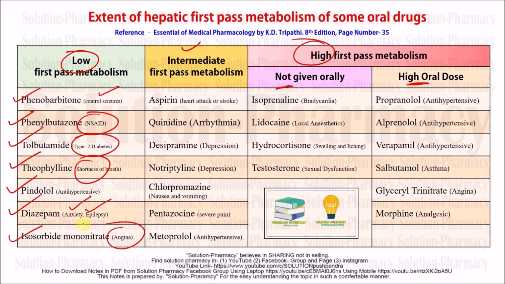So now it's time to understand the example with the respective category of those drugs which are falling under the category of intermediate first pass metabolism. What is the meaning of intermediate first pass metabolism? Let me explain this term first.